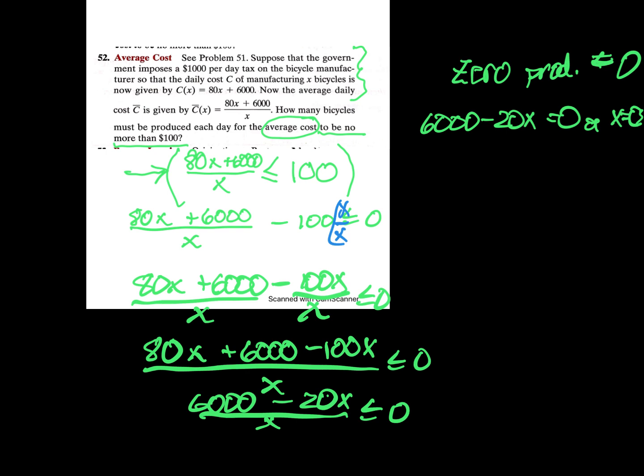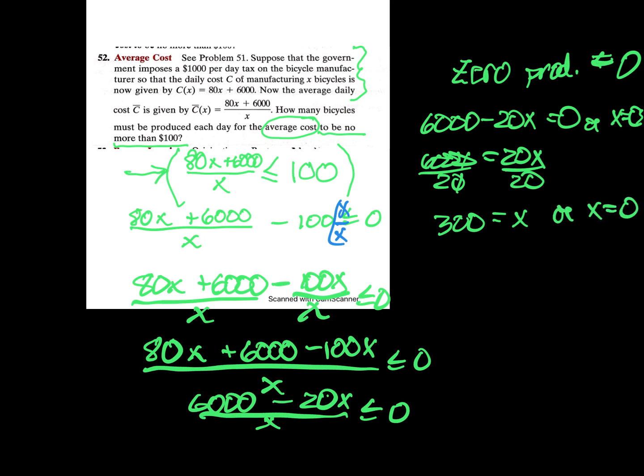So we come back and we solve each of these. So we get 6,000 equals 20x. Divide both sides by 20, and get 300 is equal to x, or x equals 0. So what does that do? That divides our number line at 0 and 300.